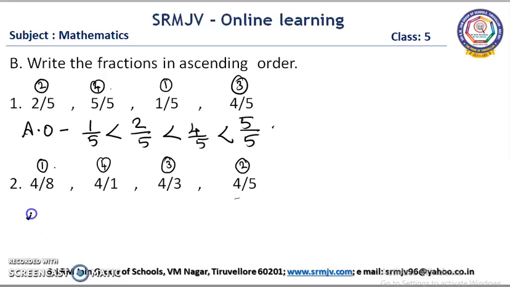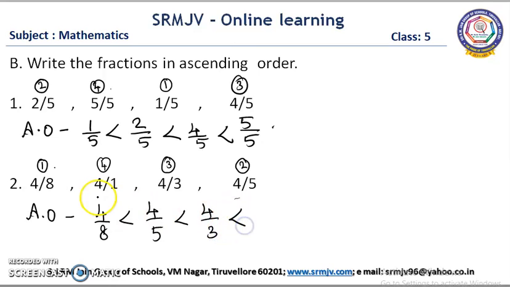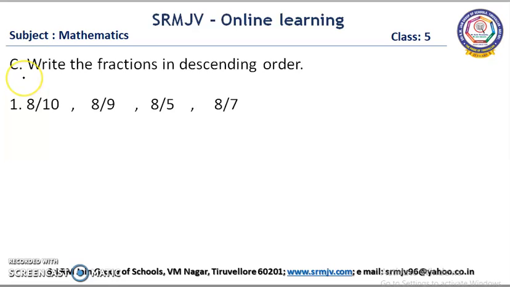Now we have to arrange the fractions in ascending order. The first smallest one is 4 by 8. Then next fraction is 4 by 5. Then the next fraction is 4 by 3. Then the greatest fraction is 4 by 1. This is the ascending order of the given fractions. Is it clear, children? Shall we go to the next one? The next question is, write the fractions in descending order.